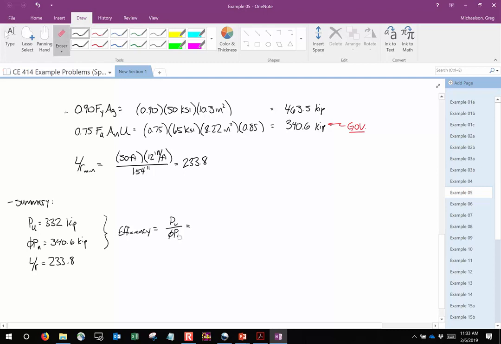I can do better than that. And so what does that come out to be? Let's express it in a percentage. We'll say like to one decimal place. 97.5%. Is that an efficient design? Yeah, it's pretty good, yes.